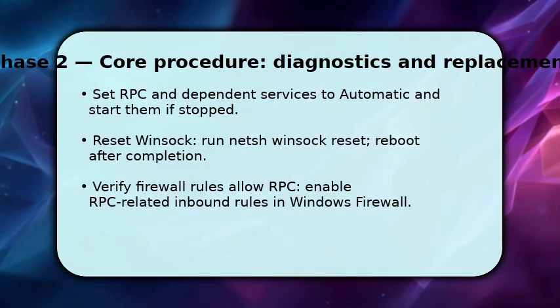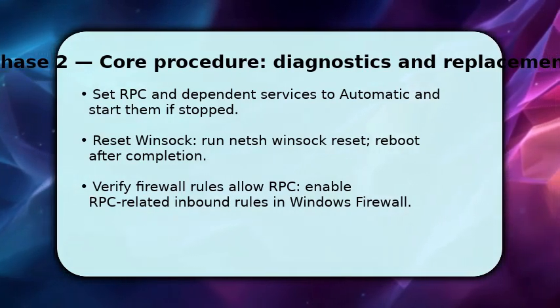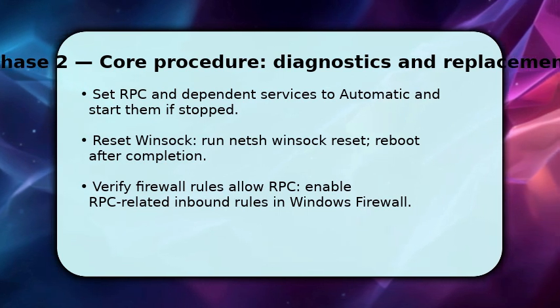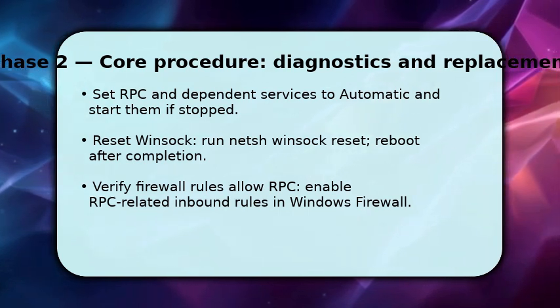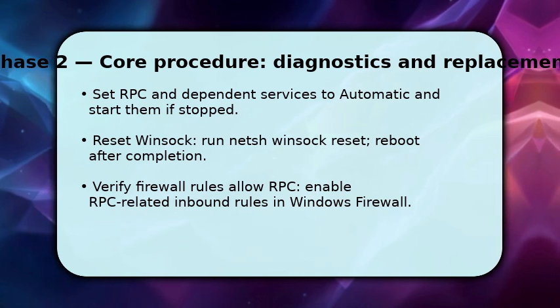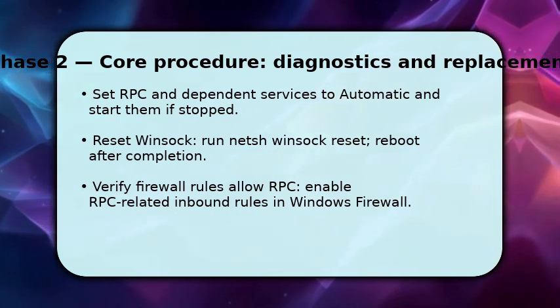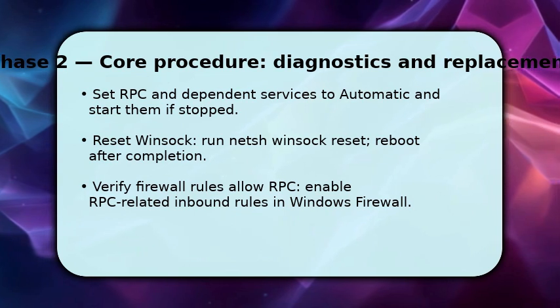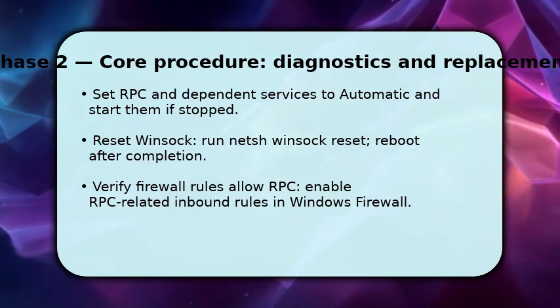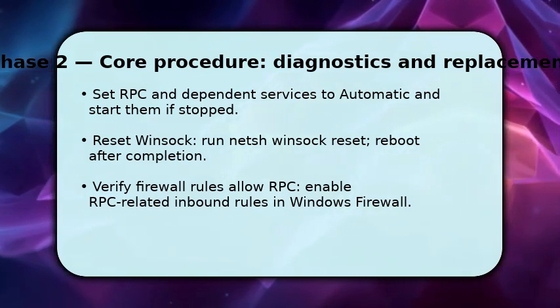Now focus on service dependencies. Open services, set Remote Procedure Call, RPC Locator, and DCOM Server Process Launcher to automatic. Start any stopped services. Next, in an elevated prompt, run netsh winsock reset. This fixes socket layer corruption. Once done, reboot your laptop.